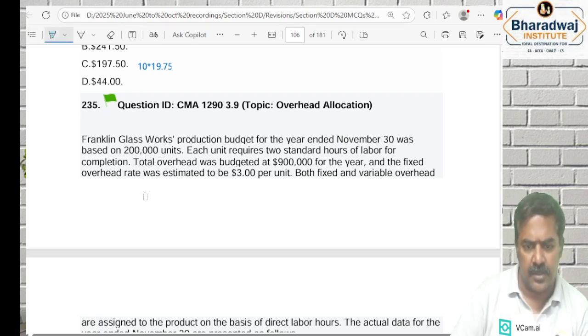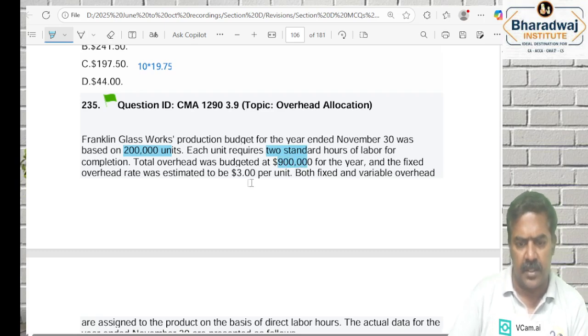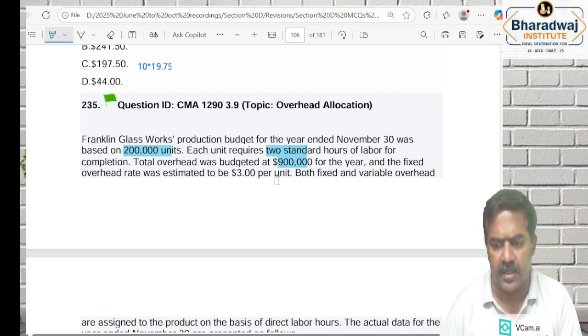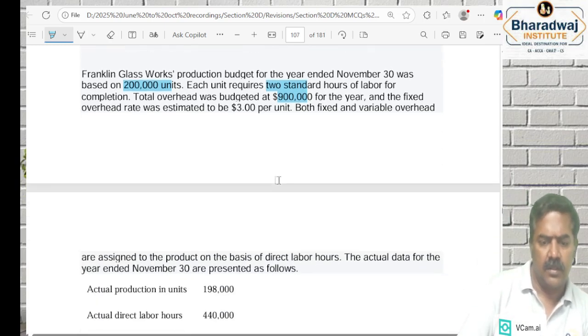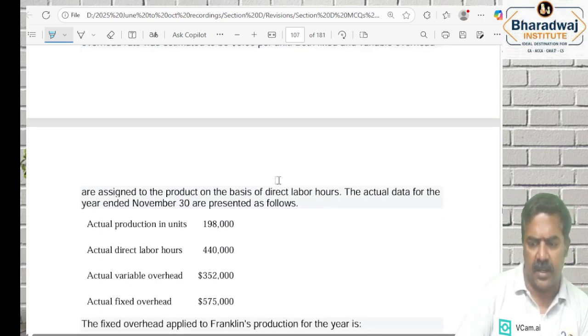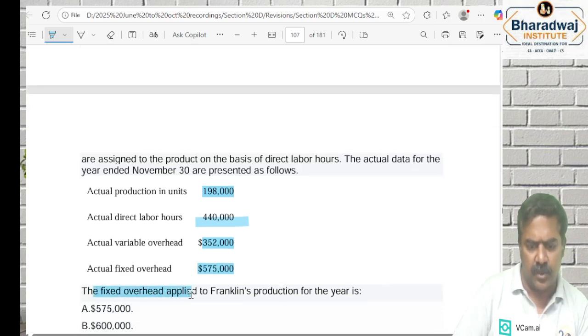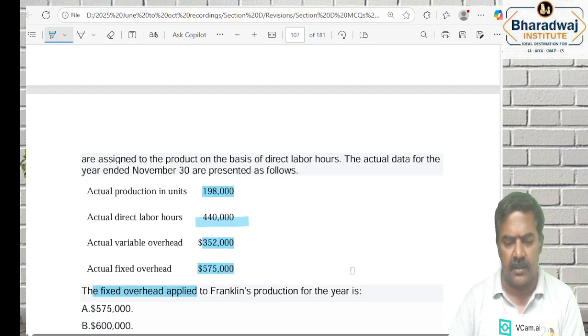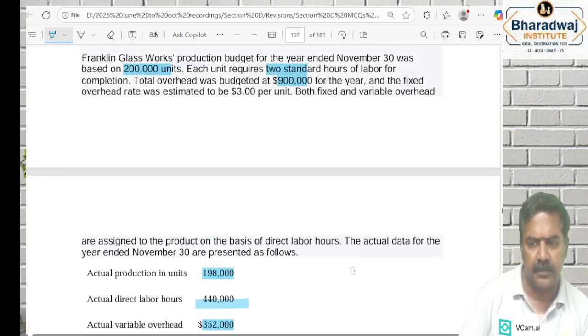It's a similar question. 2 lakh units. Each unit requires 2 standard hours. Budget is 9 lakh. Overhead rate is estimated at 3 per unit. Both fixed and variable are assigned based on direct labor. Actual units, actual hours, actual variable overheads and actual fixed overheads are given. They ask you to find the fixed overheads applied.